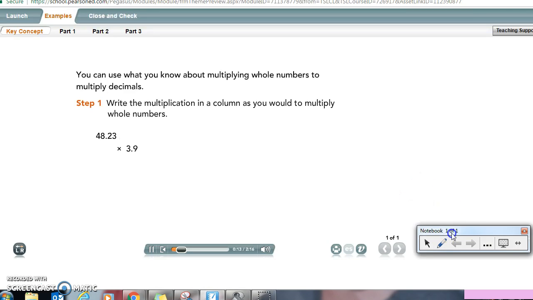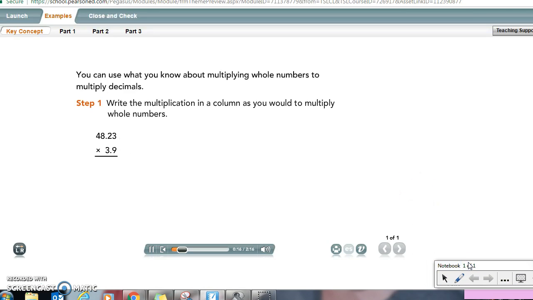Step 1. Write the multiplication in a column as you would to multiply whole numbers. Step 2. Find the product in the same way you do when multiplying whole numbers. Multiply the top factor from right to left by the digit with the least place value in the bottom factor. Regroup as needed. 9 times 3 is 27, carry your 2. 9 times 2 is 18, plus 2 is 20, carry your 2. 9 times 8 is 72, plus 2 is 74.